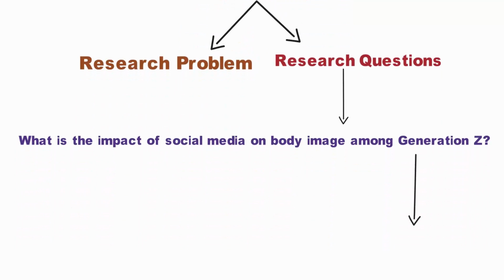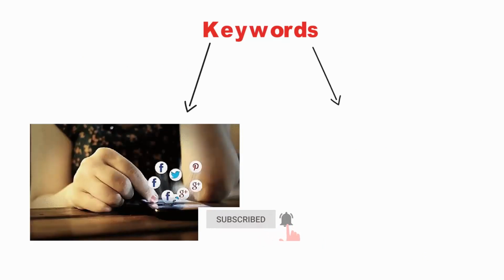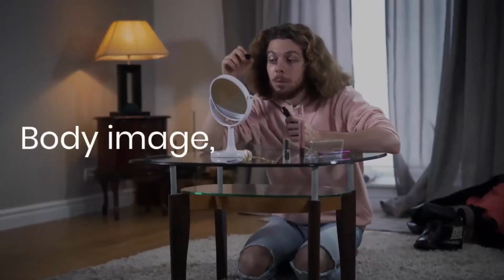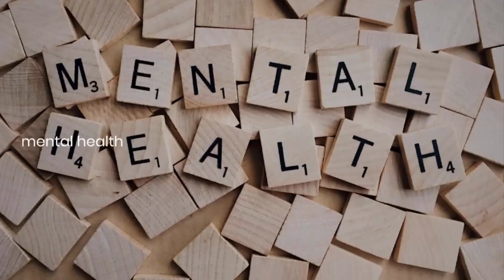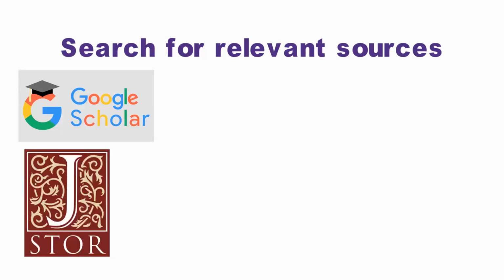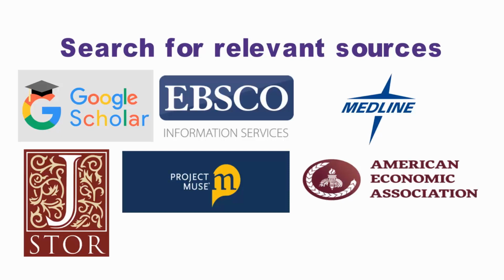Now, start by creating a list of keywords related to your research question. For example, social media, Facebook, Instagram, Twitter, Snapchat, TikTok, body image, self-perception, self-esteem, mental health, Generation Z, teenagers, adolescents, youth. Search for relevant sources. Use your keywords to begin searching for sources. Some useful databases to search for journals and articles include your university's library catalog, Google Scholar, JSTOR, EBSCO, Project Muse, Medline, EconLit, InSpec.